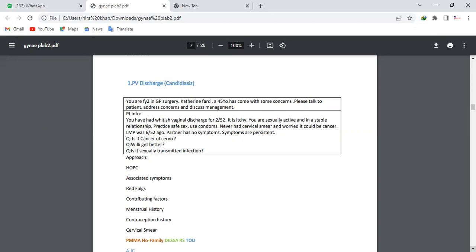LMP was 6 by 52 ago, like almost 1 week back, and partner has no symptoms. Symptoms are persistent, and now the patient concerns are: is it cancer of the cervix? Will I get better? And is it a sexually transmitted infection?